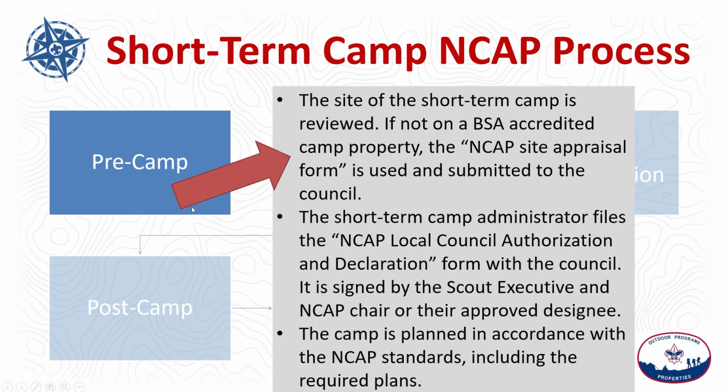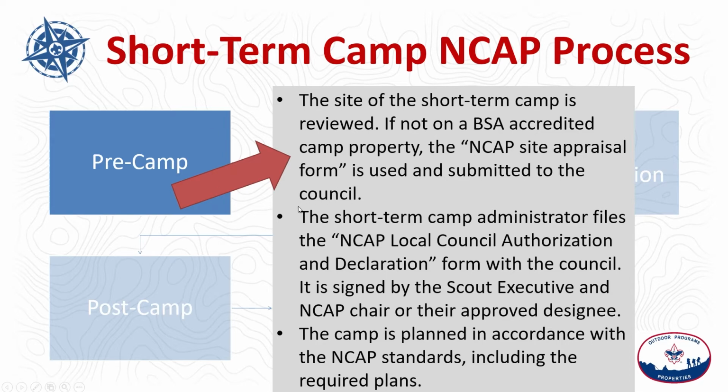So the pre-camp, this is where the site is reviewed. If it's not on a BSA accredited camp property, we have to use the NCAP site appraisal form, and then we submit that to the council to get approval. So if you're going to camp on someone's private land or in a state park or National Forest or BLM or anything like that, public lands, you would have to get this form filled out.